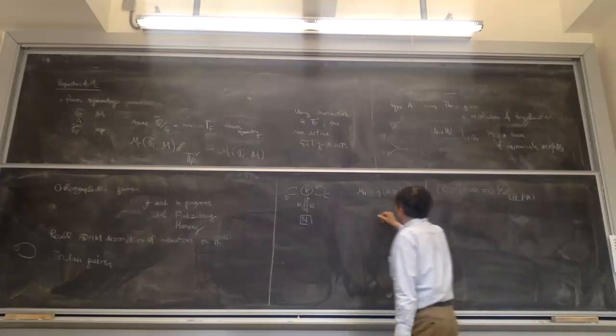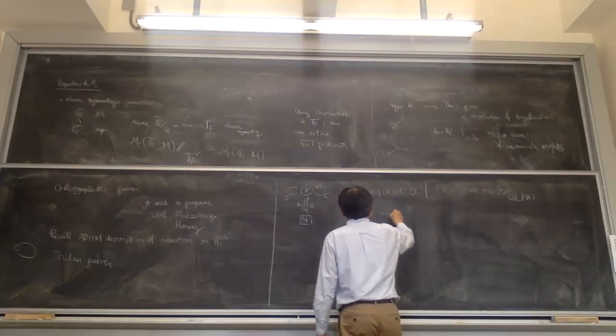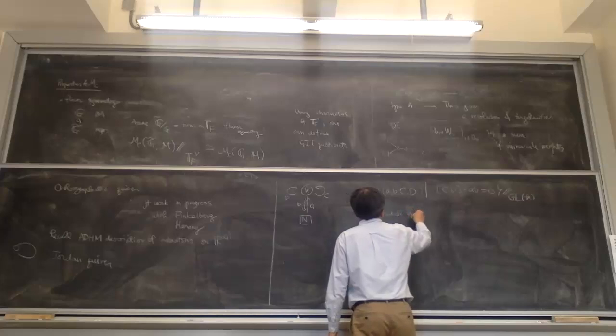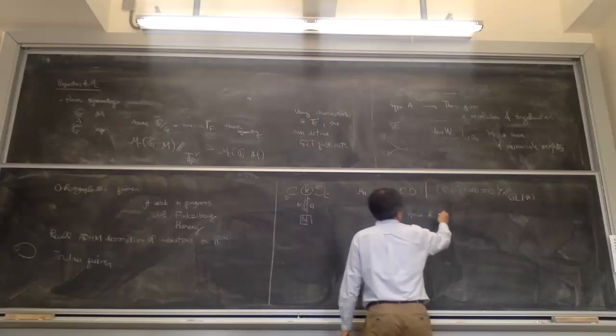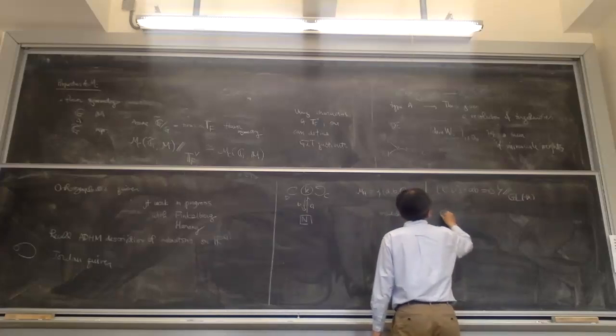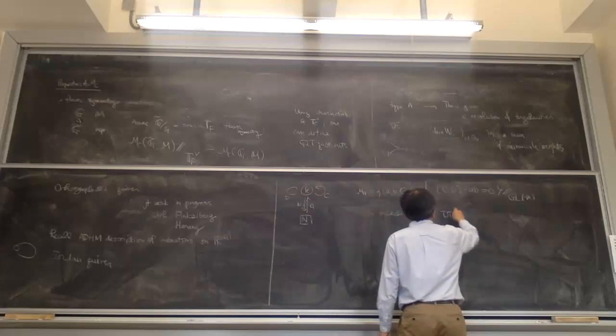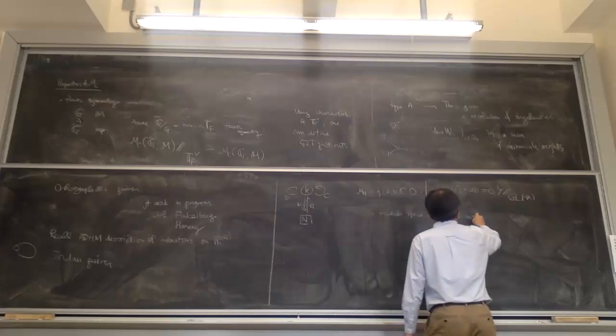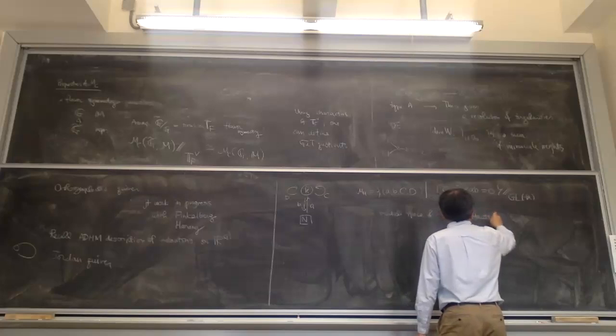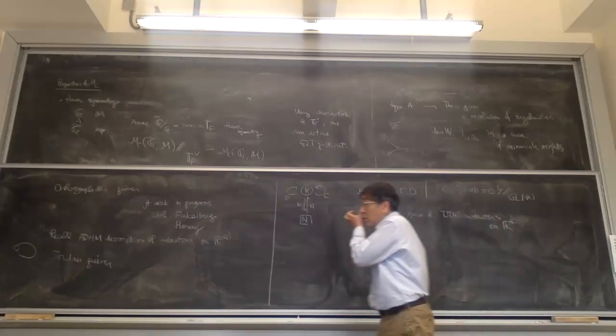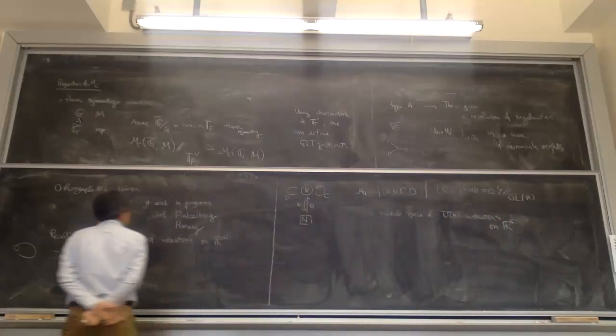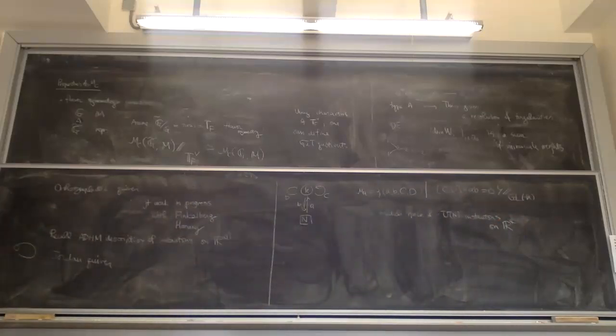And this is known to be the moduli space of unitary U(N) instantons on R^4. Or more precisely, this is the so-called Uhlenbeck partial compactification. And this is the famous result of Atiyah-Drinfeld-Hitchin-Manin.